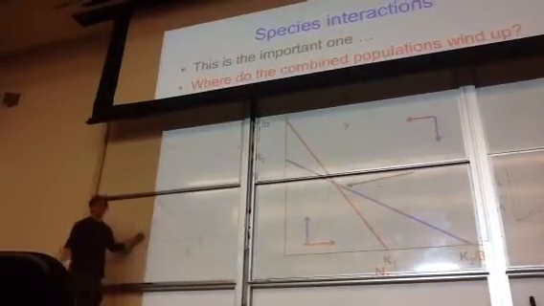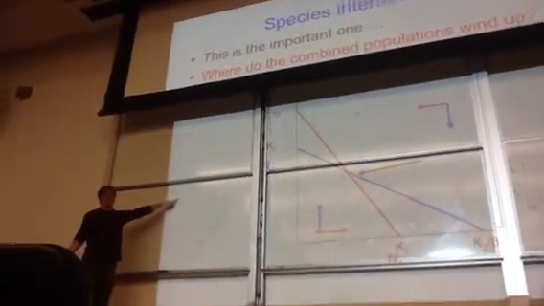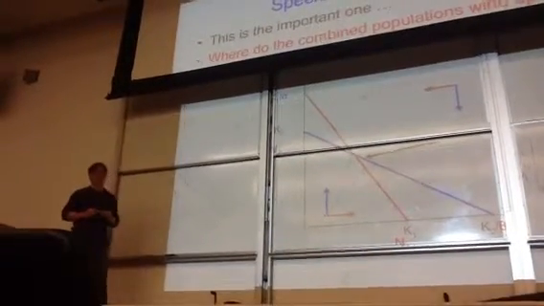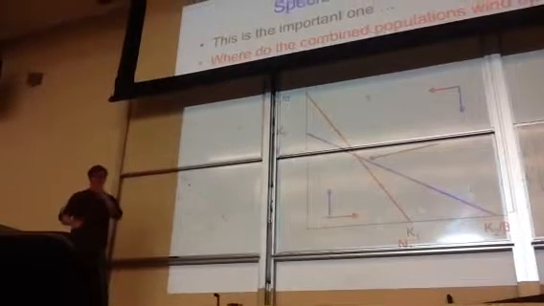What's the density of species 1? 0. If the density of species 1 is 0, what's species 2 going to go to? Its carrying capacity. It's just going to walk up this line to its carrying capacity.